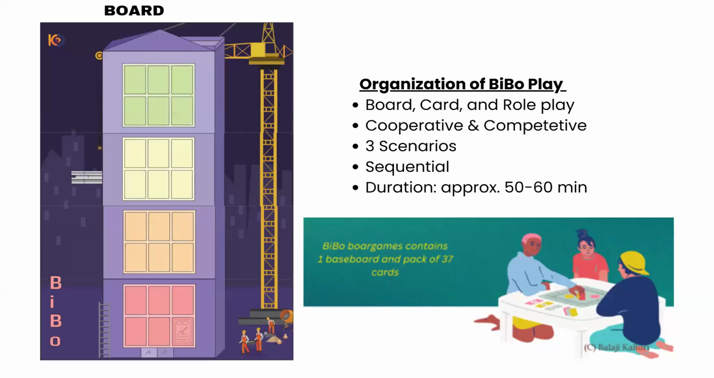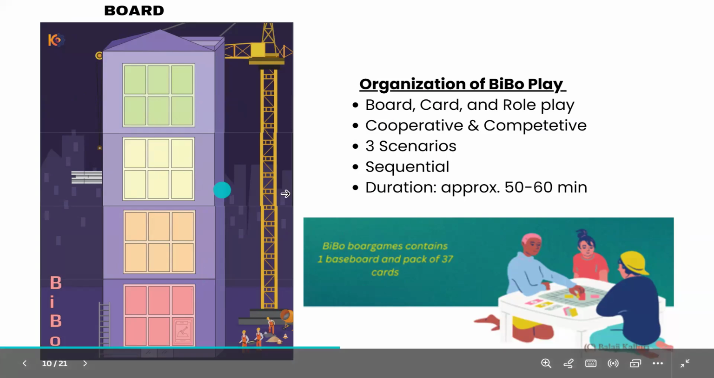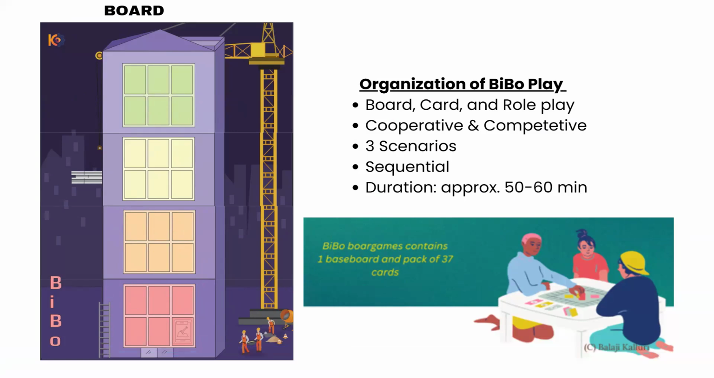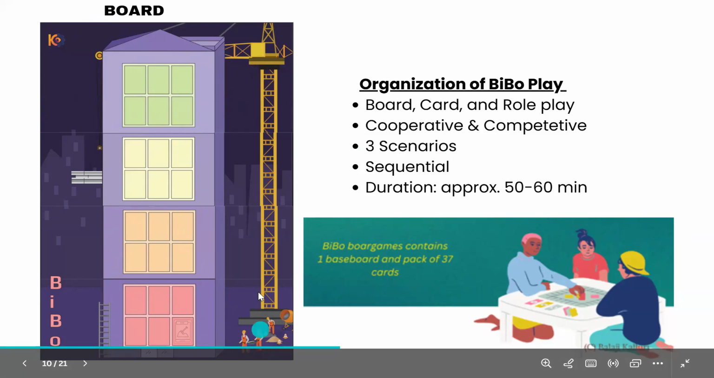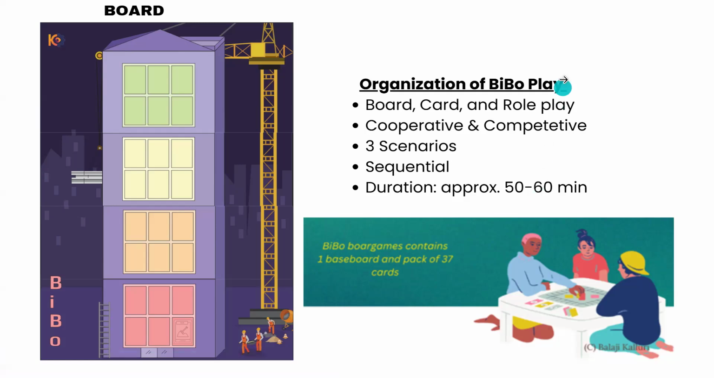So those are some ideas with which we started thinking, and we came up with this kind of board on the left, which has four stages, as you can see. Each stage of the building, it's a two-dimensional board. Each stage from bottom to top has six placeholders where you can place the cards you are given. So the game comes with a base board like this, which has 24 boxes in total, and a pack of 37 cards in the original design of the first version.